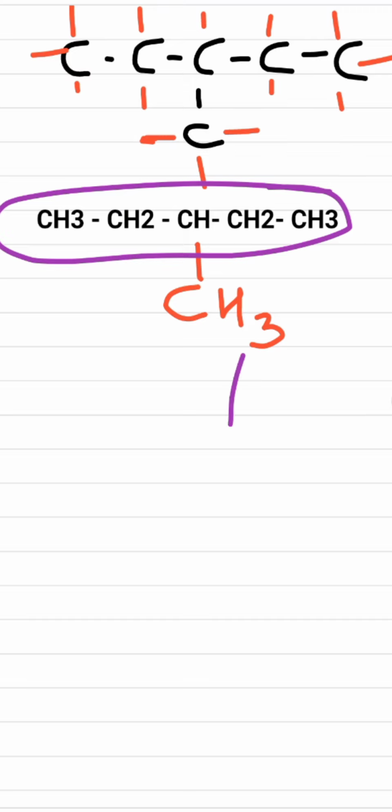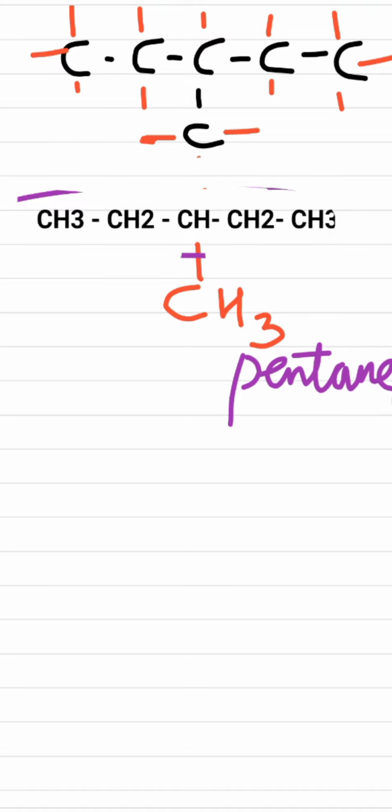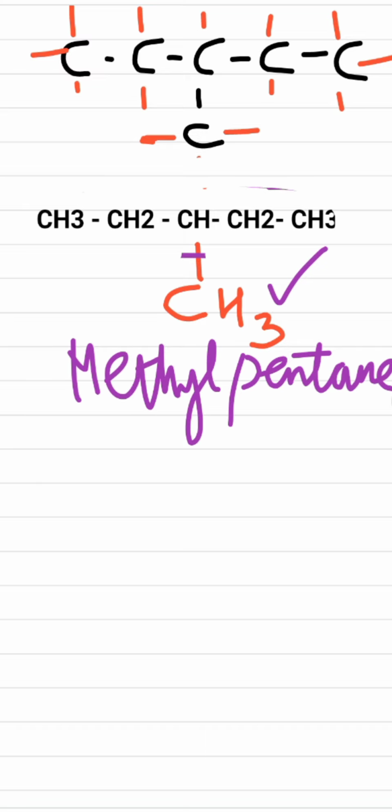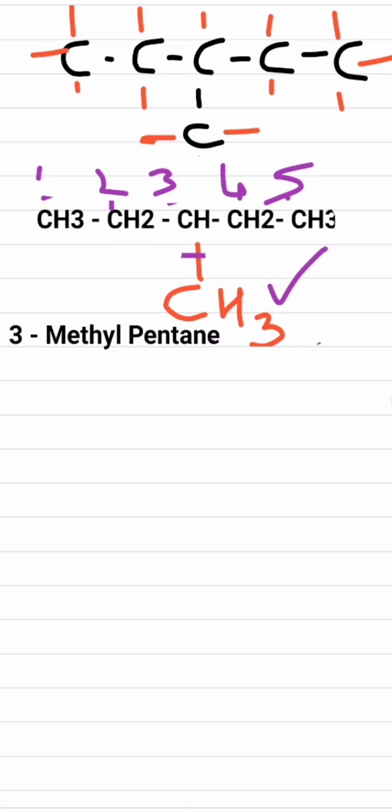Now let's name this structure. So here the longest chain has 5 carbon atoms again and hence the parent hydrocarbon will be pentane. There is a methyl group, so we have the prefix methyl for pentane, so the name becomes methylpentane. Now number the carbon atoms. So from either side when you number it, you get that the methyl group is present at the 3rd carbon atom, hence the name becomes 3-methylpentane. So this was the 3rd structural isomer of hexane.